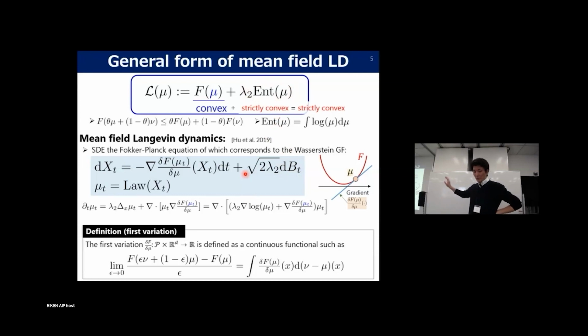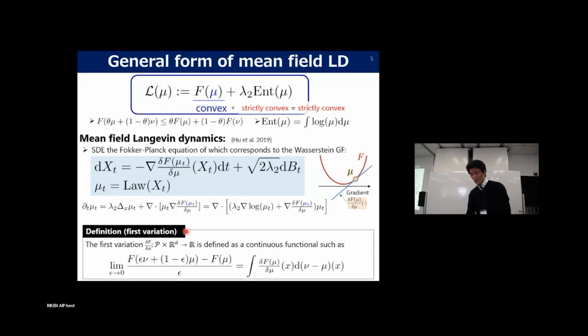The Fokker-Planck equation with this mean field Langevin dynamics is a Wasserstein gradient flow that minimizes this entropy regularized objective function. There is some additional entropy term, but this makes the objective function strictly convex, so we have a convergence guarantee. If you run this mean field Langevin dynamics, then the distribution mu_t, which is the distribution of x_t at time t, will converge to the global optimal solution that minimizes this entropy regularized objective function. So that is what we want to do.